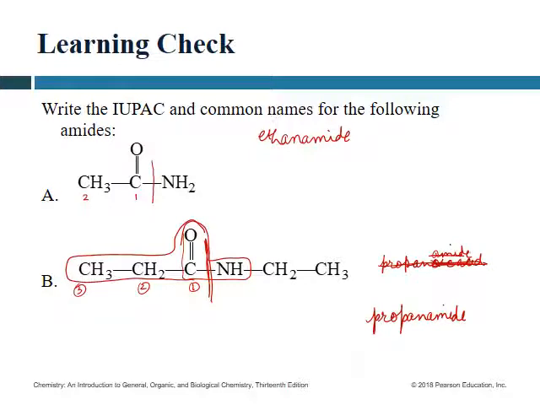Do we have a derivative on the nitrogen? Yes, we have a substituent. What is this? Ethyl. And where is it? On nitrogen. So this would be N-ethylpropanamide. We could try another example.